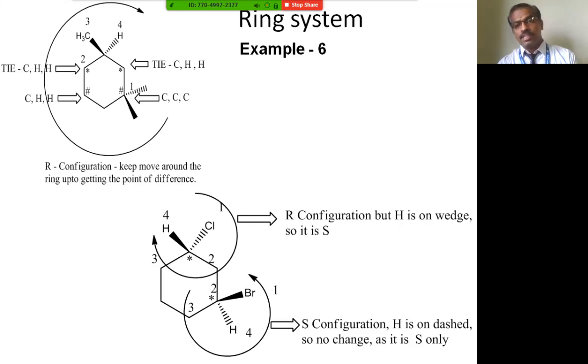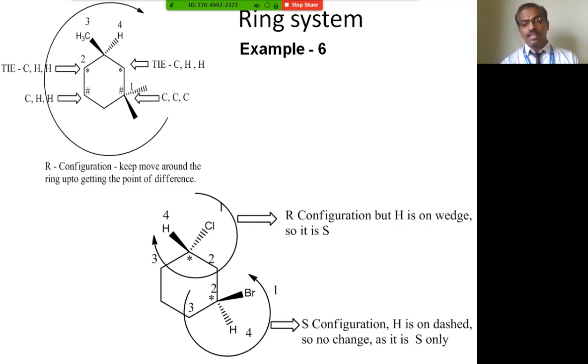Then followed by CH2, then followed by methyl, then followed by hydrogen. Hydrogen is untouched, so no problem at all. R configuration is the clockwise direction. Keep moving around the ring up to getting the point of difference. Is that number one? Is that R configuration?